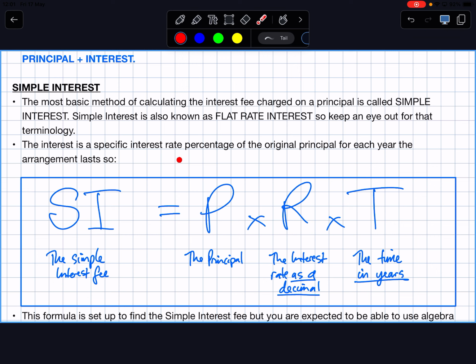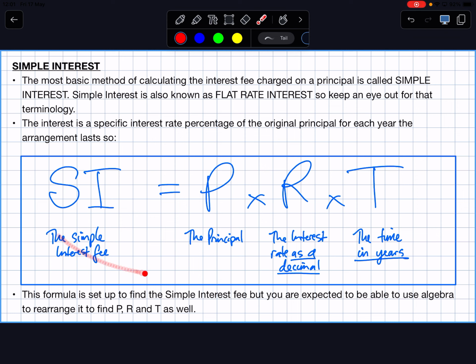So the interest is a specific interest rate percentage of the original principal for each year of the arrangement. So you have the simple interest formula. This should go on your cheat sheet if you don't remember it. The simple interest fee, SI, is equal to the principal times by the rate as a decimal. From shares, how did you convert a percentage to a decimal? Did you divide by what? 100. You divide by 100 to get the rate to a decimal, and then you multiply it by the time in years. Please, a few moments to get SI is equal to PRT and explain to yourself what each of those letters means.